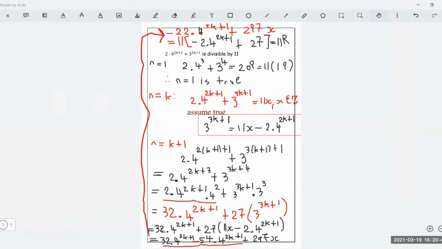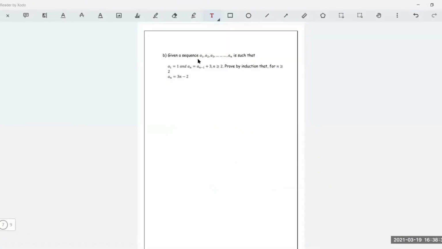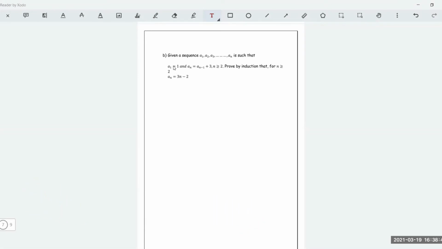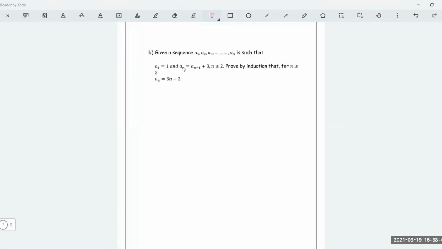All right. Let's look at this one now. It says, given that the sequence is A1, A2, A3, A4, and A1 is 1, and An is A(n minus 1) plus 3 for n greater than or equal to 2, prove by induction that for any n greater than or equal to 2, An is 3n minus 2.